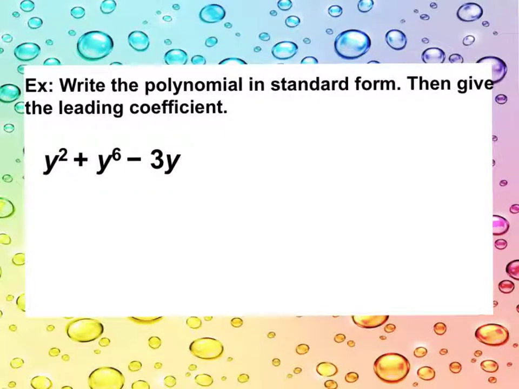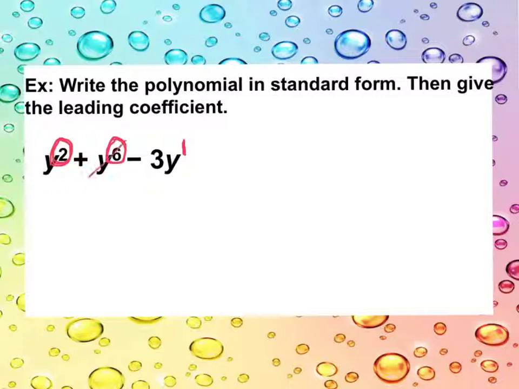Here's our second example. We're going to write the polynomial in standard form, then give the leading coefficient. So looking at our polynomial, y squared has an exponent of 2, so that's degree of 2. Y to the 6 is its exponent, so that is degree 6. And here we have negative 3y, so that has an exponent of 1. Notice there's no constant, so we don't have to worry about putting that very last. We'll just have to have the lowest exponent last.